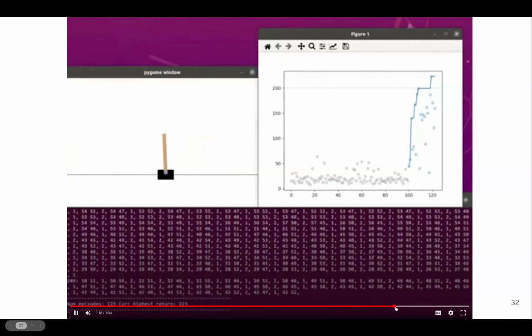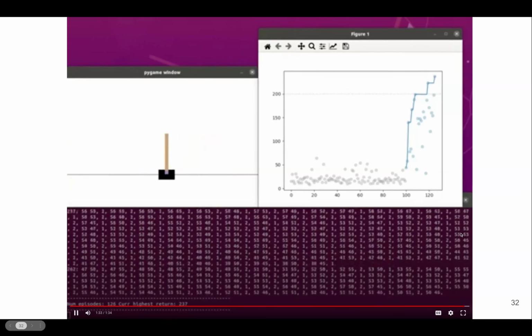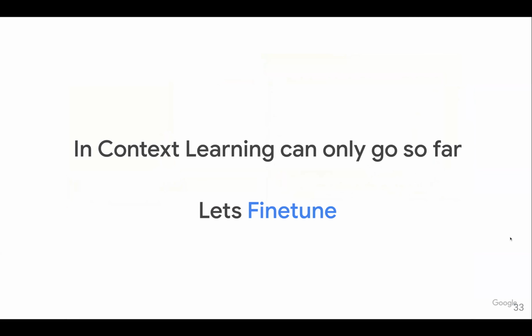And I'll kind of skip to the end because I think at the end we get a pretty decent controller that can hold it up for a period of time. So I've talked so far a lot about in-context learning, whether through pattern recognition, getting it to code, or getting language models to plan these long horizon sequences. But I think we can get even more if we fine-tune these language models.